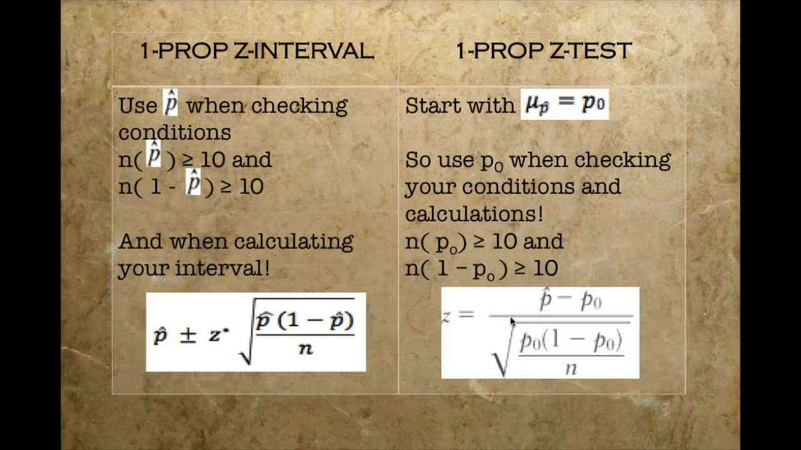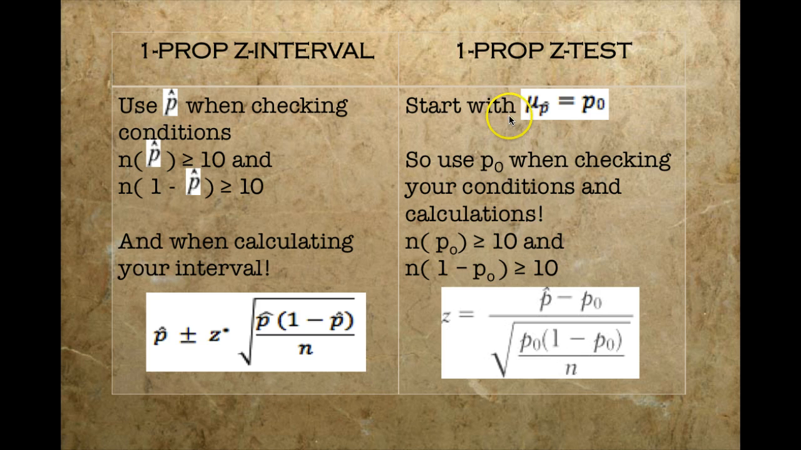proportion. Now I made this little table. This is not in your textbook, so if you'd like to jot it down, I would encourage you to freeze the video right now and do so. But it kind of breaks up the 1 proportion z interval versus a 1 proportion z test and the similarities and differences. So once again, with an interval, when I'm checking my conditions, I do not have a hypothesized value of p. Therefore, I have to plug in p hat. Also, when I'm calculating my interval, I do not have a hypothesized value of p, so notice in my standard deviation formula, I use p hat.